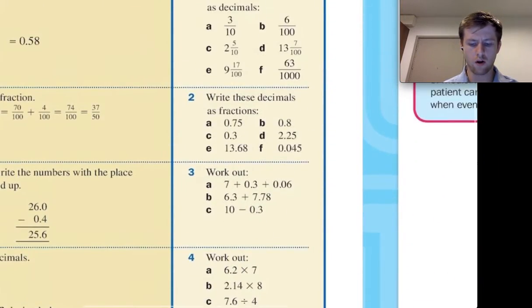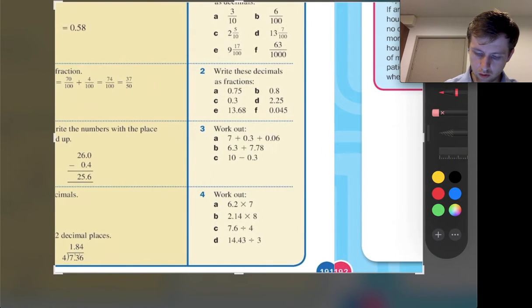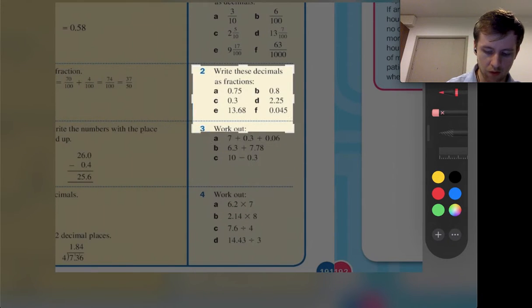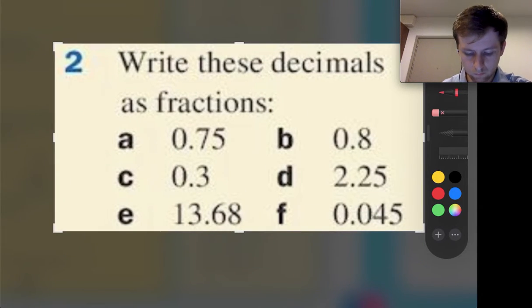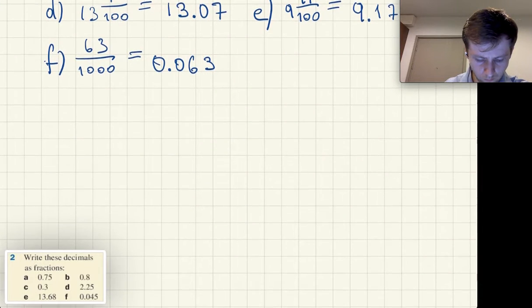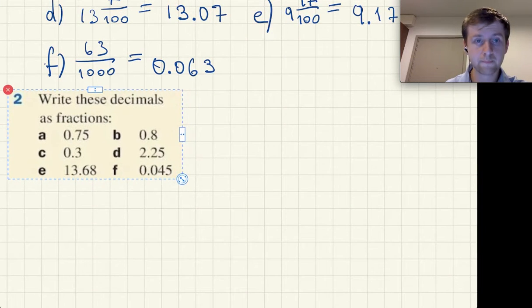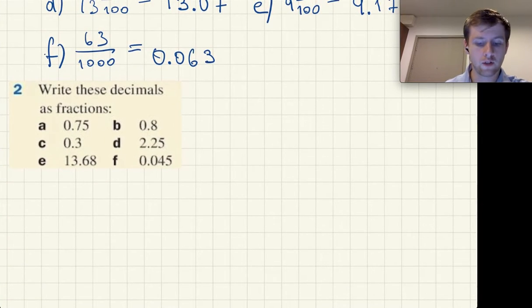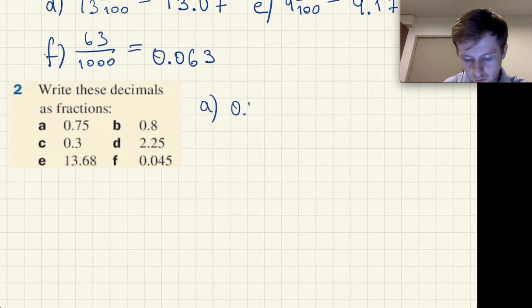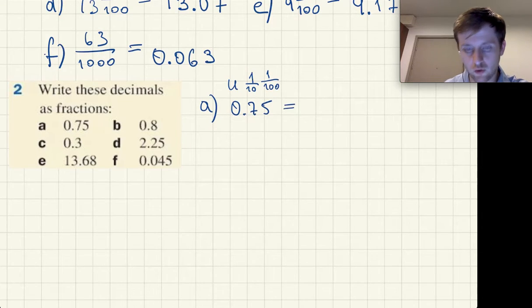Okay, what else do we have here? Decimals as fractions. So we do the opposite process. Let's try to figure this out. All right, so 0.75. Again, we can just think about what we have here. This is units, this is tenths, and this is hundredths. So we have 7 tenths and 5 hundredths.